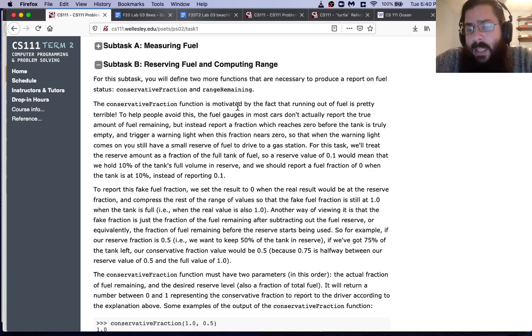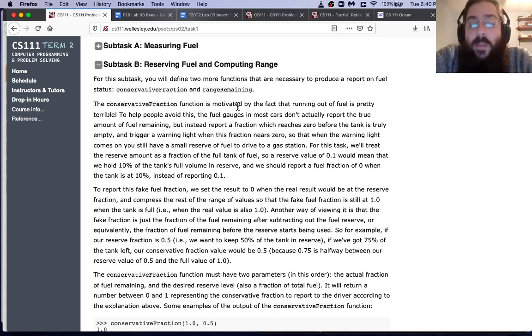Conservative fraction is a function that's motivated by the idea I talked about, that running out of fuel is bad, right? So we don't want to do that. We want to trick the driver into thinking they have less fuel left than they really do, so when they run out of fuel, they still have enough to get to a gas station.